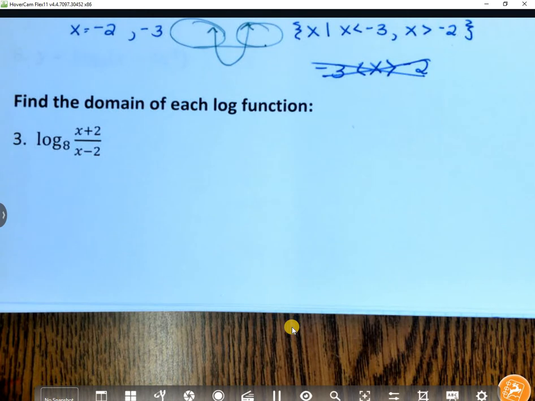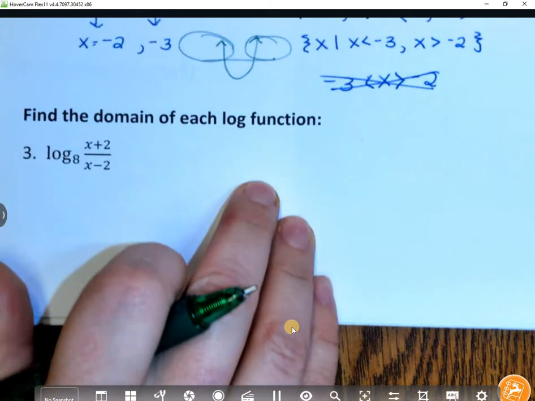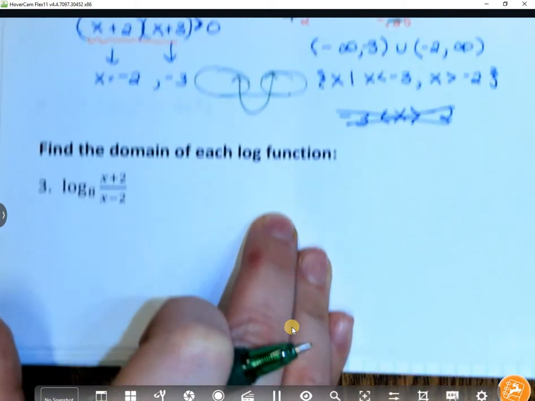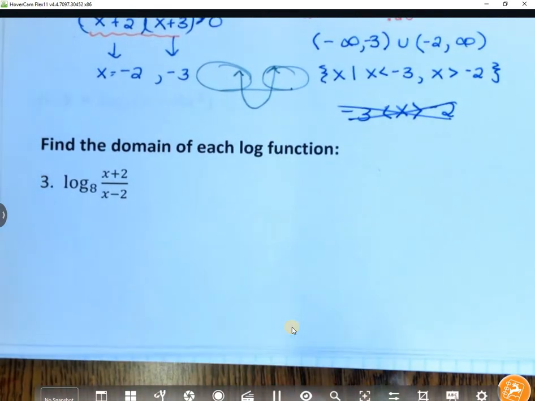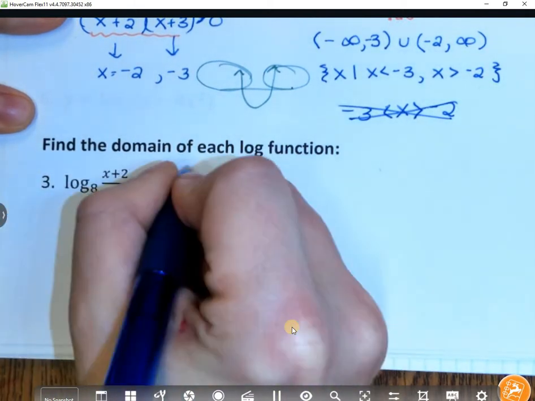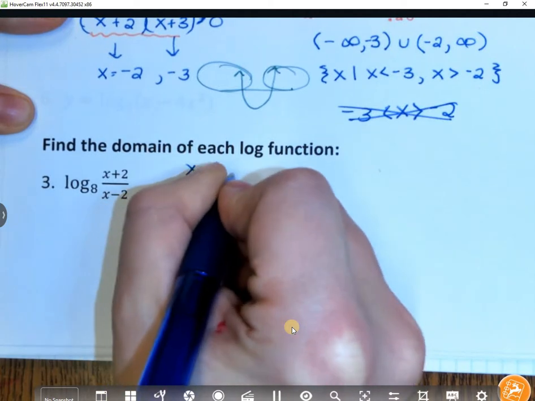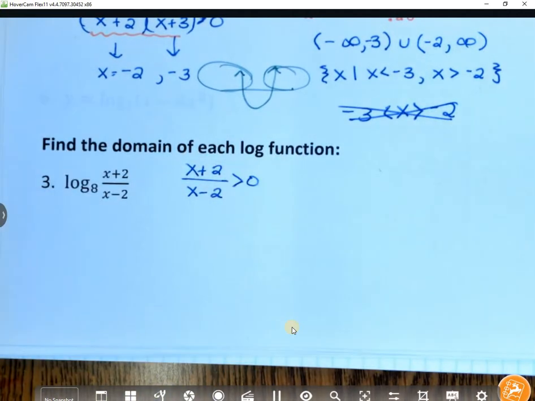Main idea. How do I find the domain for a log? What did we just say here? What was the very first thing that I did? Say what? Not equal to 0. Bigger than 0. So I'm going to take this stuff here, and I'm going to say (x plus 2) over (x minus 2). That thing, whatever it is, it has to be bigger than 0.